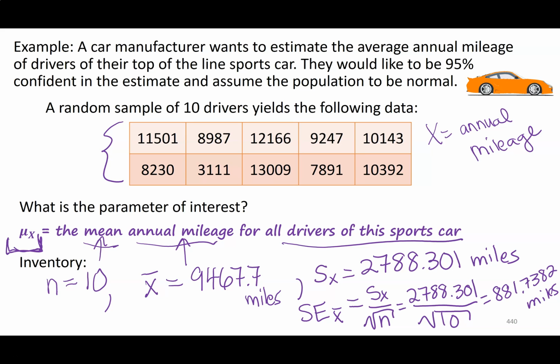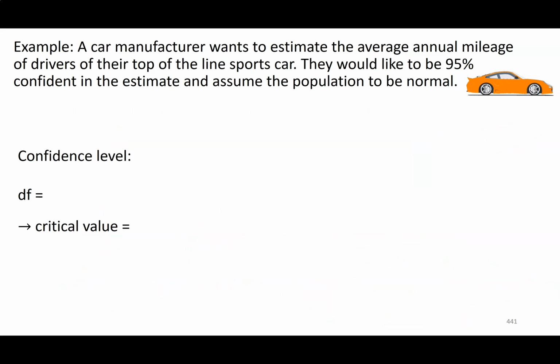So that would be my inventory here. And it is important to know, okay, it's 95% confidence. I'm at 95% confidence. My degrees of freedom. So this is saying, okay, well, let's factor in how big our sample is. So we have a sample of 10. So 10 minus 1, that's just going to be 9. So we have degrees of freedom 9.